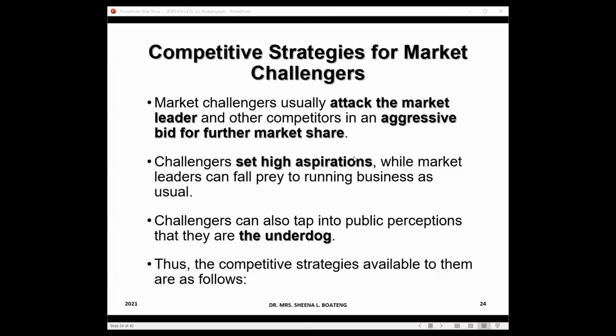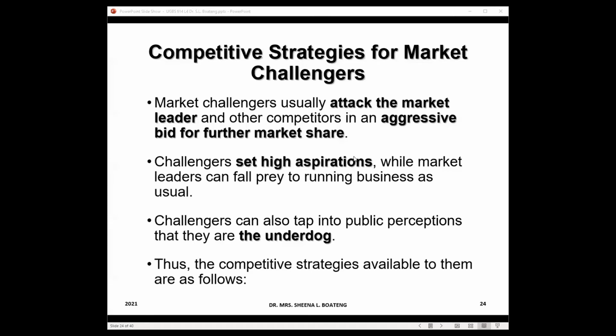Now, when we talk about a market challenger, we are basically talking about those firms who usually attack the market leader and other competitors in an aggressive bid to further their market share. So just like the market leaders, they also wish to gain a larger chunk of the market. Now, when it comes to the characteristics of challengers, they are identified mainly by the high aspirations that they usually set for themselves.